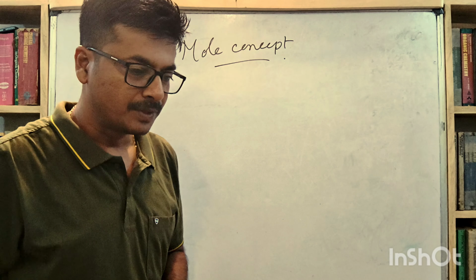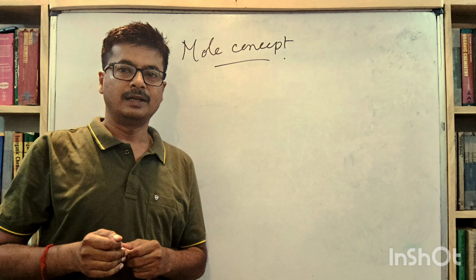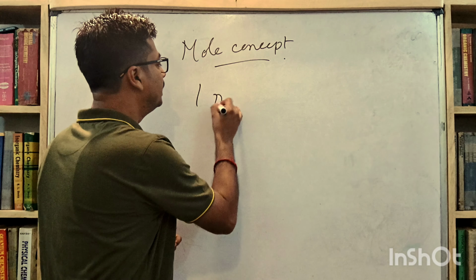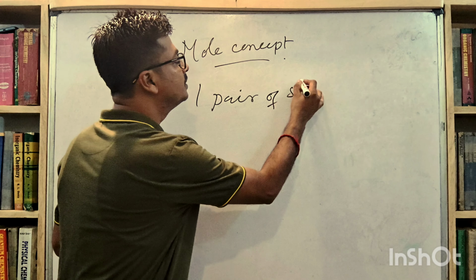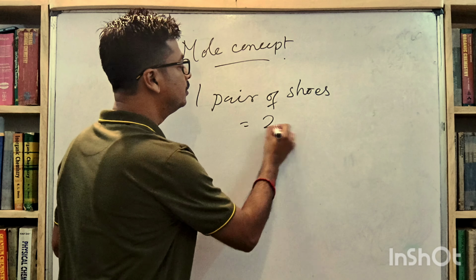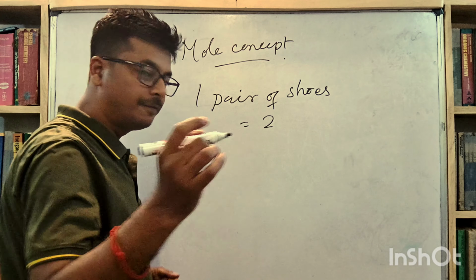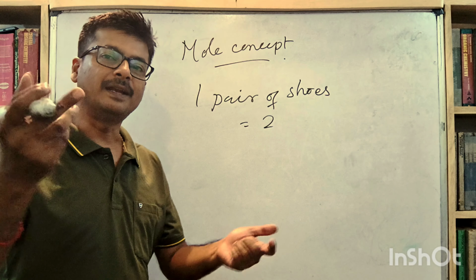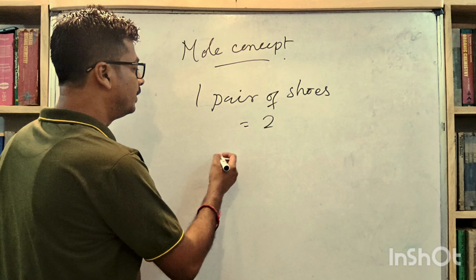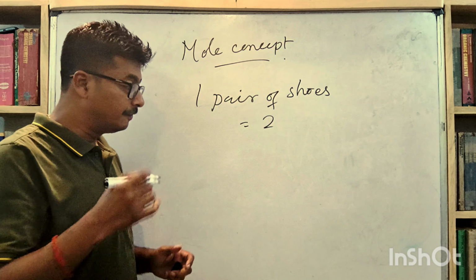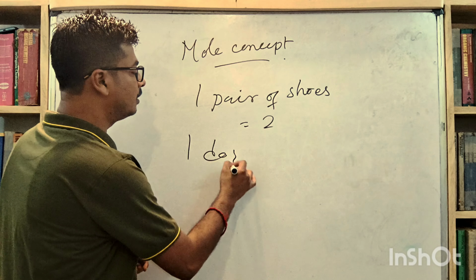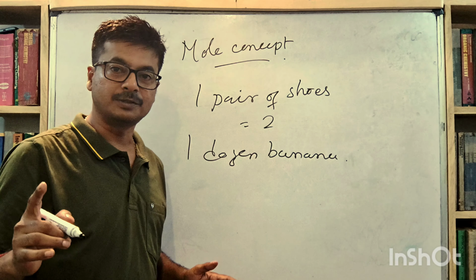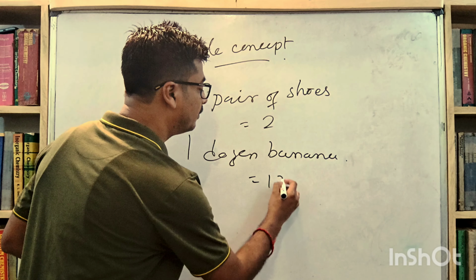Now see, if I ask you to bring one pair of shoes, then how many shoes will you bring? Obviously, one pair of shoes means you will bring two shoes. If I ask you to bring one pair of anything else, like one pair of pens, then you will bring two pens. If I ask you to bring 1 dozen bananas, then how many bananas will you bring? You will bring 12 bananas.